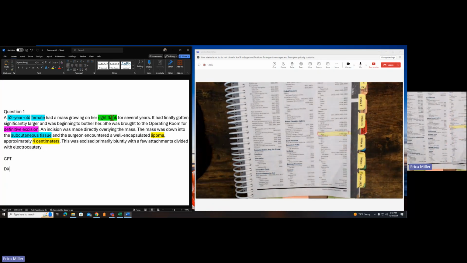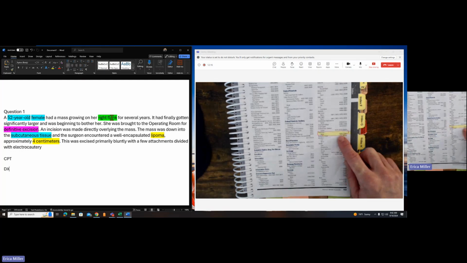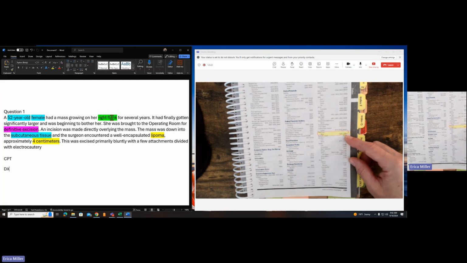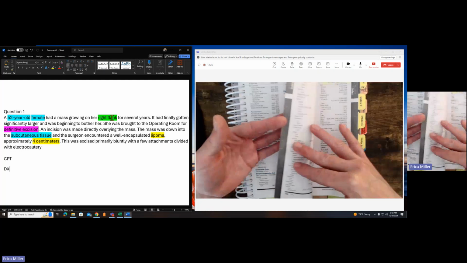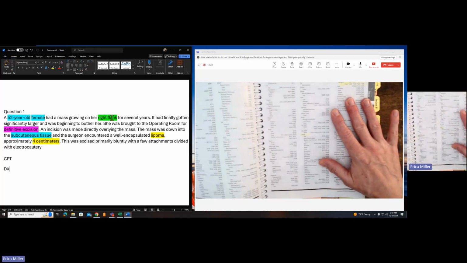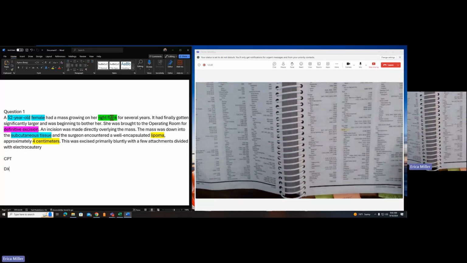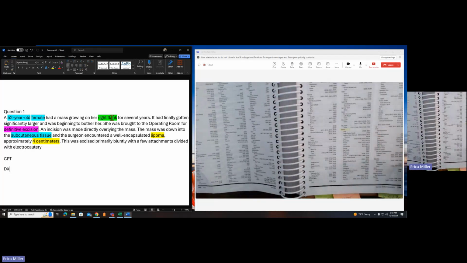I found back flank, and then I found the word tumor. So remember how I said tumors can be benign or malignant, okay? So I got a starting point here, 21930, 21933. Okay, that's a good start. Now, I would love to see, just out of curiosity, if I could find anything about a specific term of lipoma, excision lipoma.